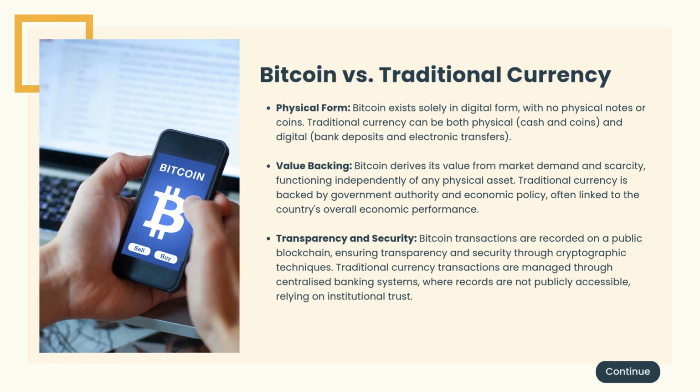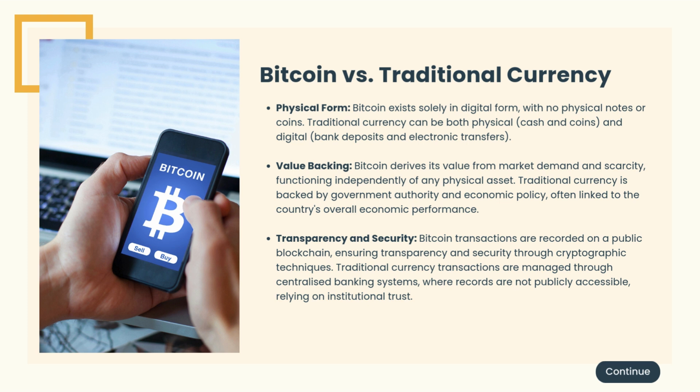Physical form. Bitcoin exists solely in digital form, with no physical notes or coins. Traditional currency can be both physical, cash and coins, and digital, bank deposits and electronic transfers. Value backing. Bitcoin derives its value from market demand and scarcity, functioning independently of any physical asset. Traditional currency is backed by government authority and economic policy, often linked to the country's overall economic performance.